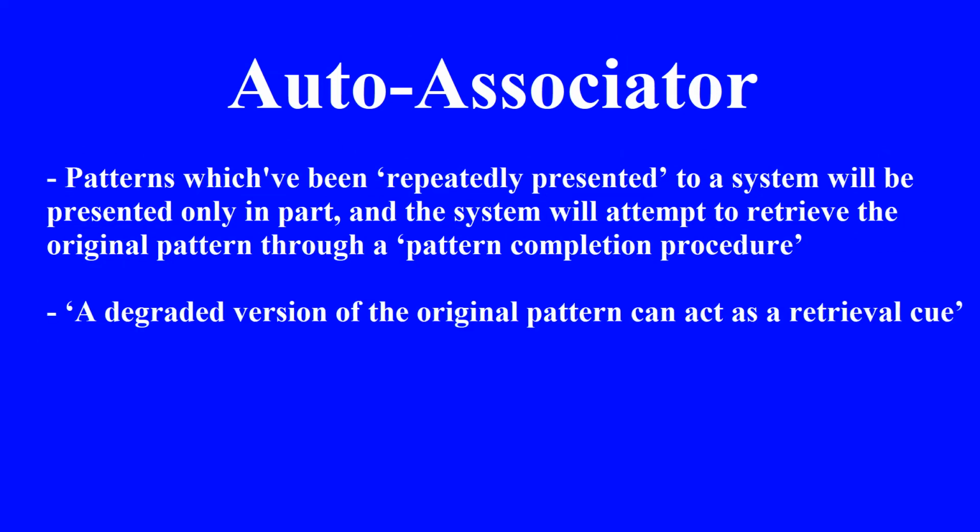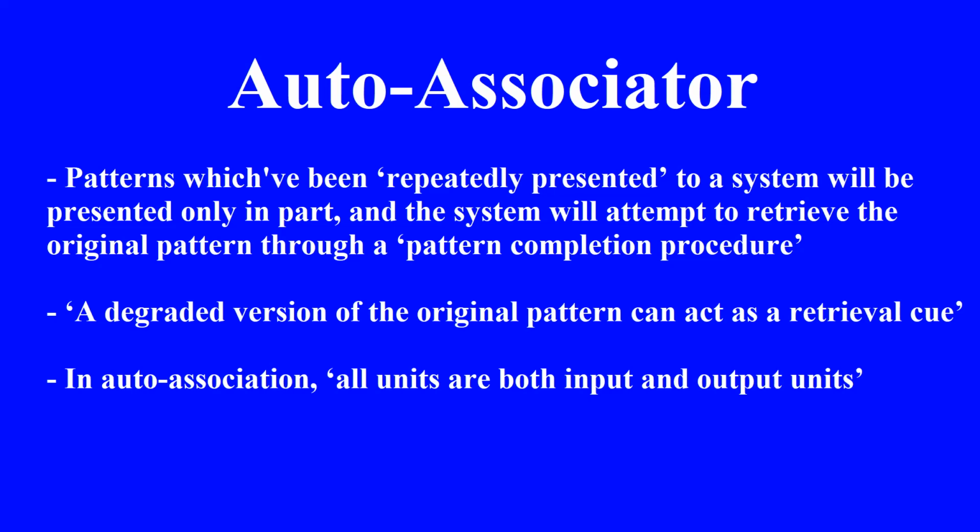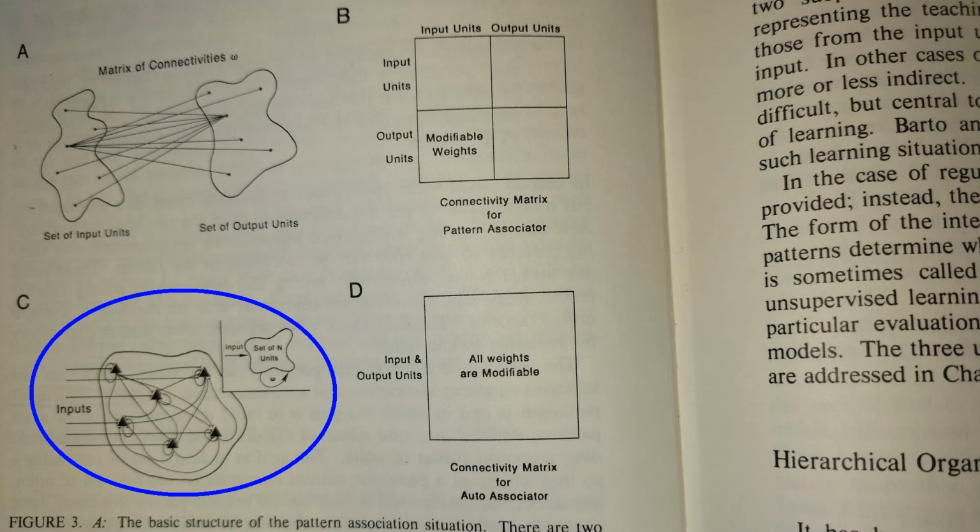In this way, a degraded version of the original pattern can act as a retrieval cue. In auto-association, all units are both input and output units. As we can see in this diagram, a set of units will tend to feed back on itself through modifiable connections. Note again the relation to homeostasis.